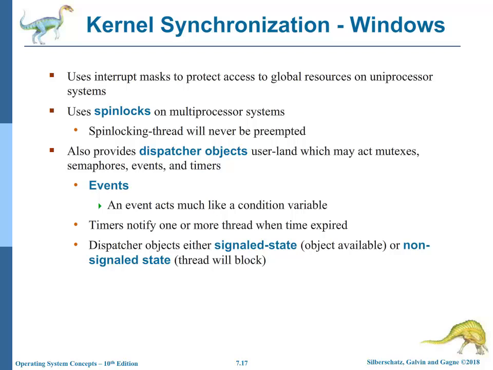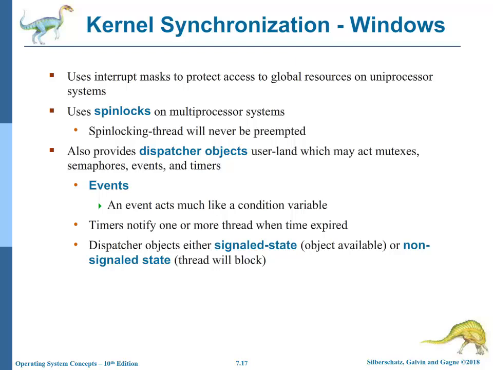Windows operating system is a multi-threaded kernel that provides support for real-time applications and multiprocessors. On uniprocessor systems, Windows provides interrupt masks to protect access to global resources. It protects access to global resources using spin locks.